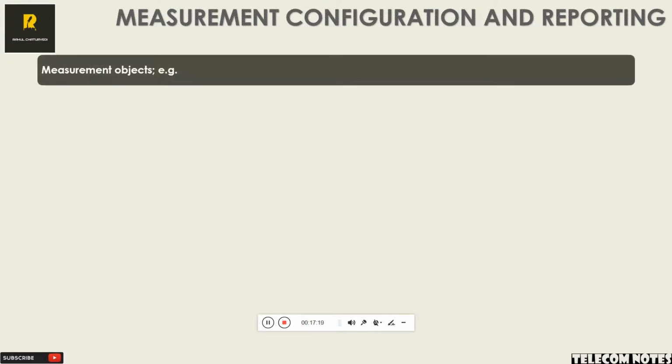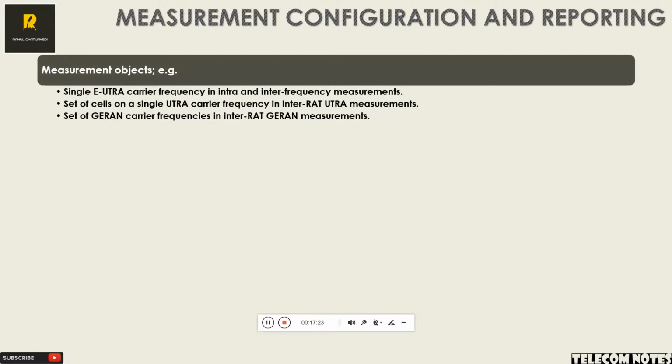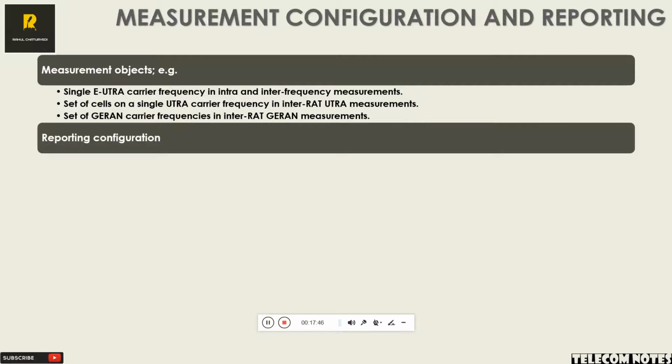Measurement configuration and reporting. Measurement objects, for example, are a single E-UTRA carrier frequency in intra or inter-frequency measurements, a set of cells on a single E-UTRA carrier frequency in the inter-RAT E-UTRA measurements, and a set of GERAN carrier frequencies in inter-RAT GERAN measurements.